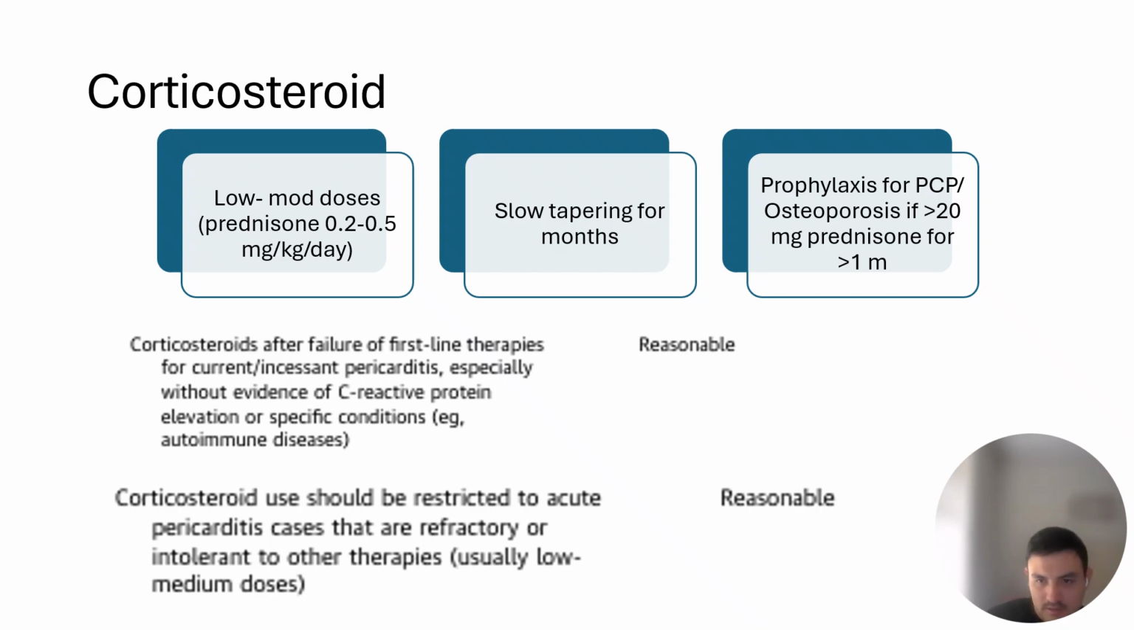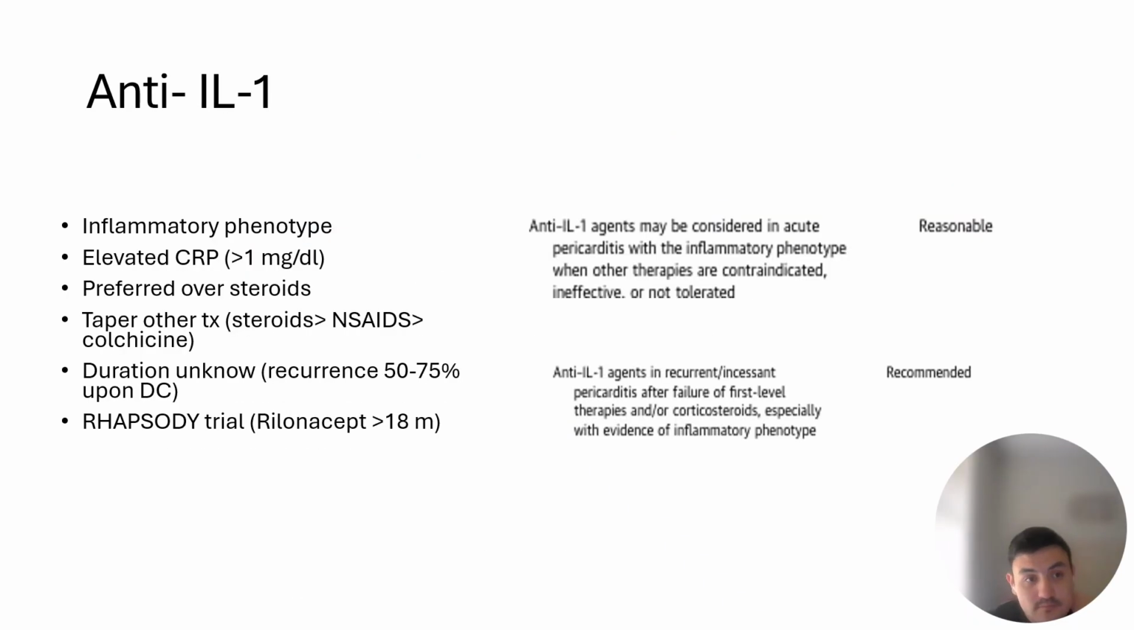Also, don't forget, if you are going to use more than 20 milligrams of prednisone for more than 1 month, always keep in mind that you may have to consider prophylaxis for PCP, pneumonia, or osteoporosis. Anti-interleukin 1 agents, such as anakinra, you may consider in an inflammatory phenotype, meaning CRP is more than 1. Those are preferred over steroids. When you are using those anti-interleukin 1 agents, taper other treatment: first steroids, second NSAIDs, and then colchicine.